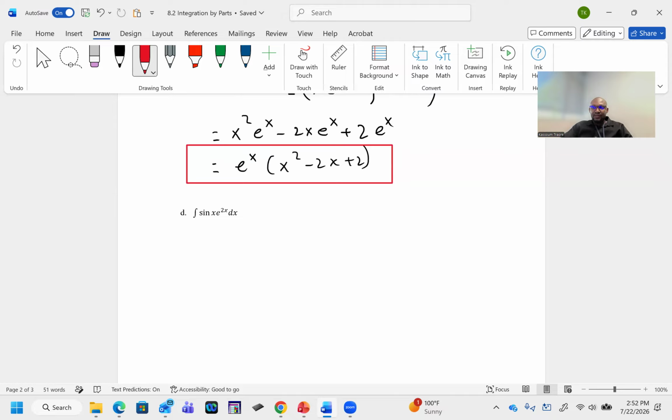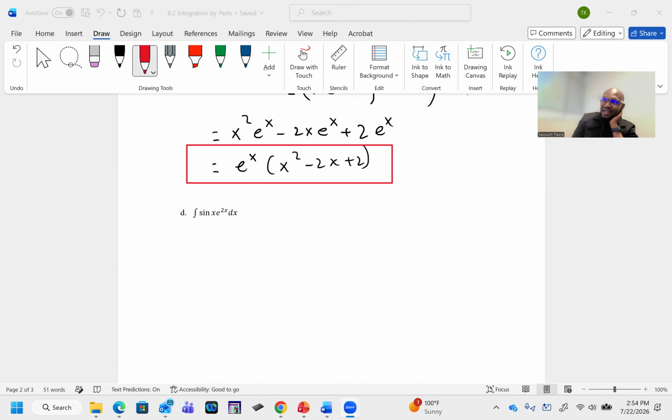So to integrate this one, again, we will use integration by parts. To integrate this one, there is no obvious choice of u and dv, okay? Most of the time, if you integrate sine x, it will become cosine x. If you integrate cosine x, it will come back to sine x and so on, right?